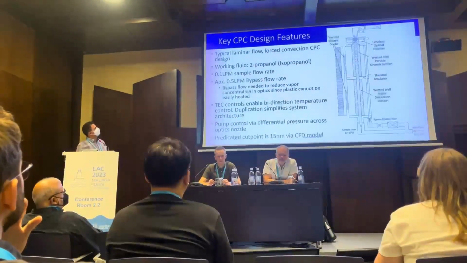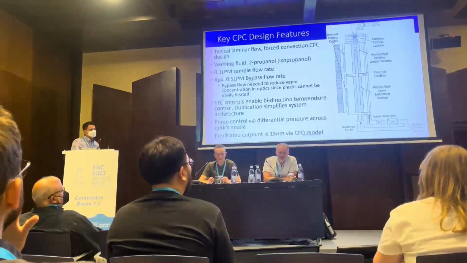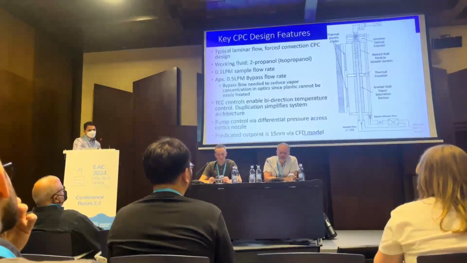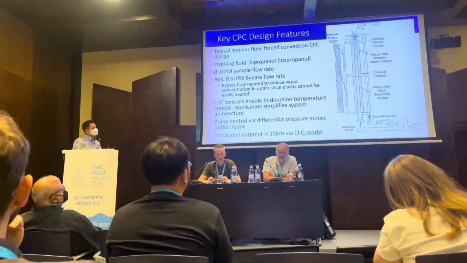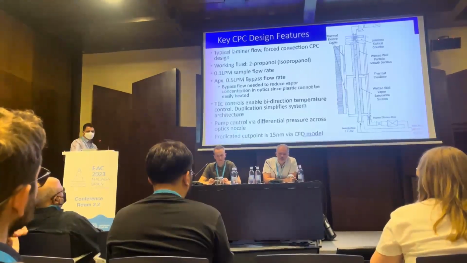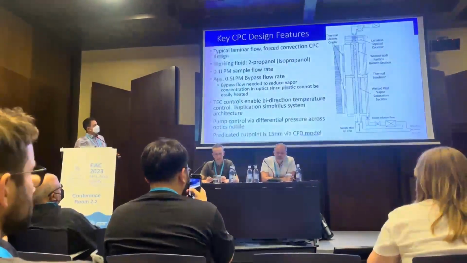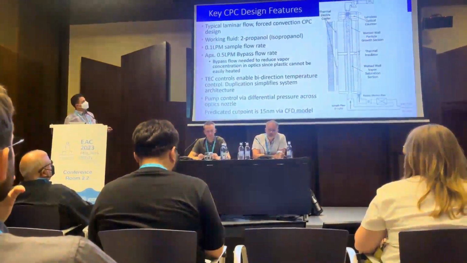It's not too exciting. We've seen a lot of these in the past. We're doing a typical laminar flow CPC design. It uses a working fluid of isopropyl alcohol or propanol. It has a 0.1 liter per minute sample flow rate. One thing we do a little bit unique is that we use a bypass flow rate. That reduces the transit time in the sample line. But we also use that bypass flow to bypass the CPC and introduce it into the optics.